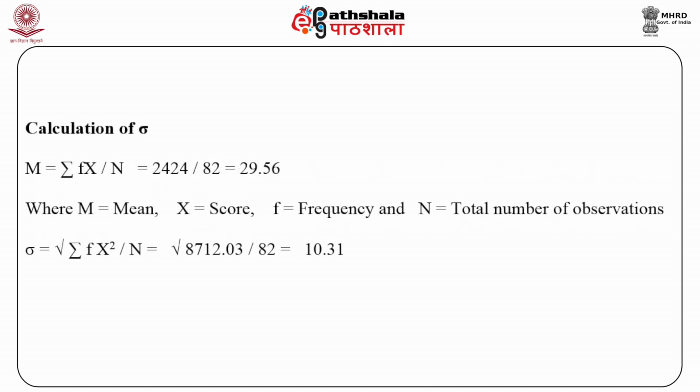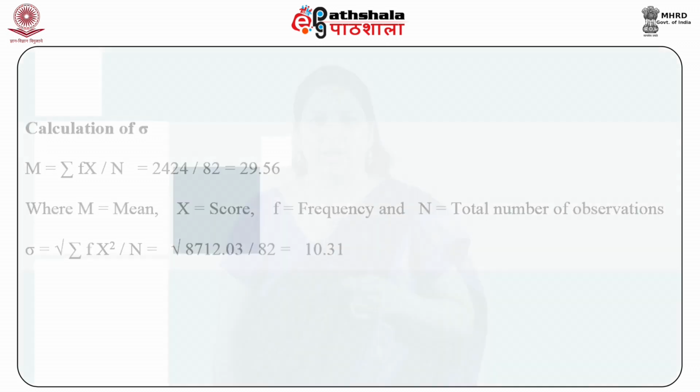Calculation of sigma. M is equal to summation Fx divided by N, which is equal to 2424 by 82, equal to 29.56, where M is the mean, x is the score, f is the frequency and N is the total number of observations. Therefore, sigma is equal to the square root of summation Fx square divided by N, which is the square root of 8712.03 divided by 82, equal to 10.31. See the value of mu from Garrett: for area from mean 0.61 to 0.50, which is actually equal to 0.11, we get mu is equal to 0.384.